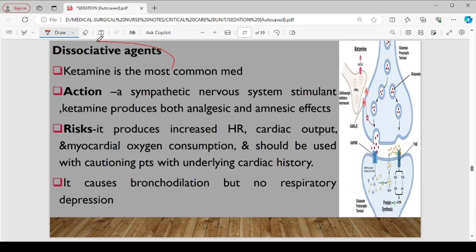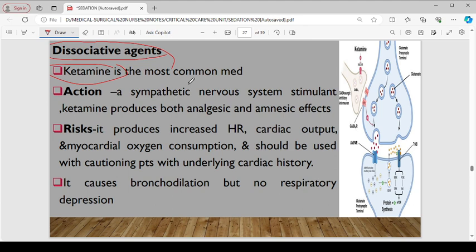Lastly, we have the dissociative agents, and ketamine is the most common drug here. Ketamine is a synthetic nervous system stimulant. It normally produces both analgesic and amnesic effects. When used, it could produce increased heart rate, cardiac output, and myocardial oxygen consumption, and should be used with caution in patients with underlying cardiac history.